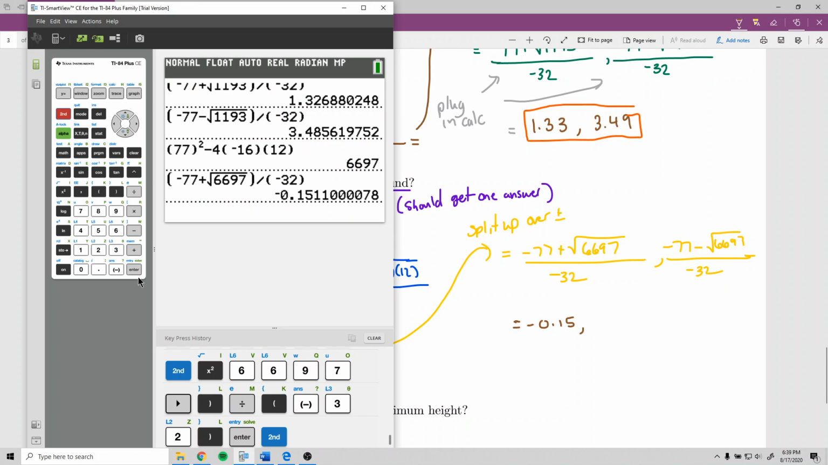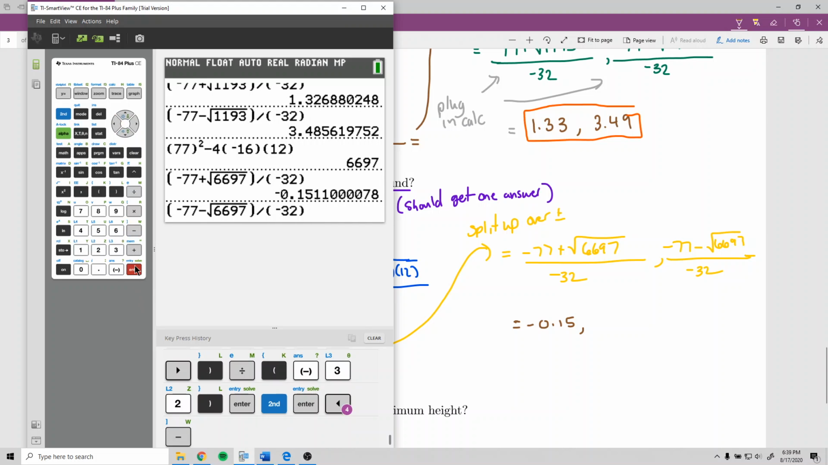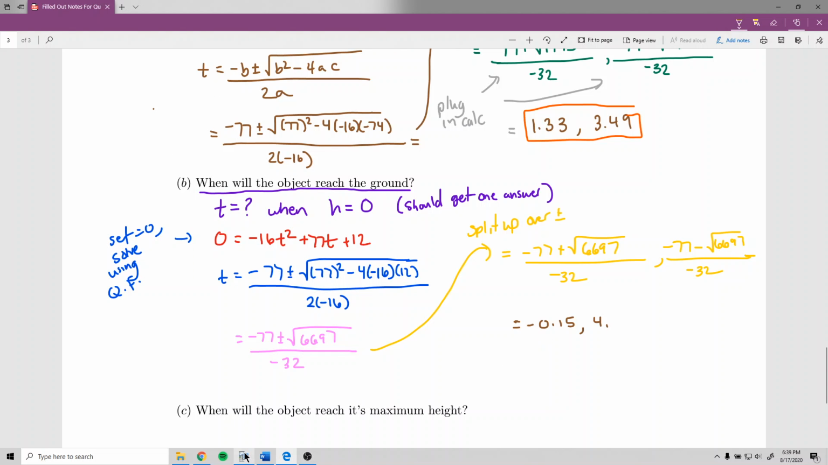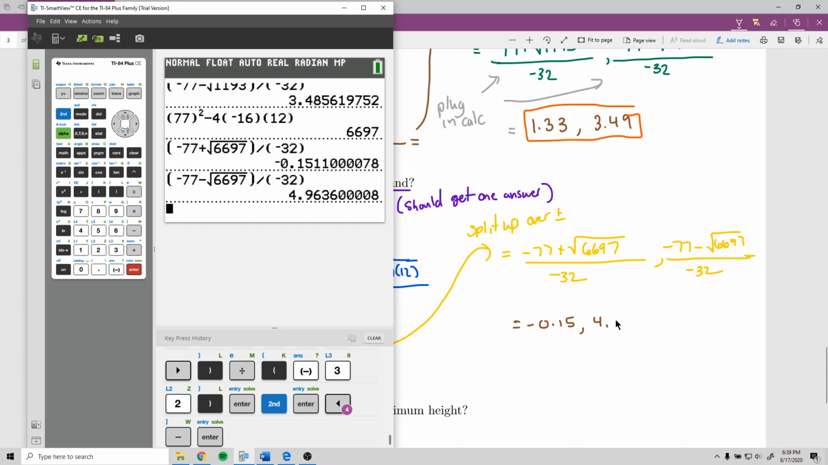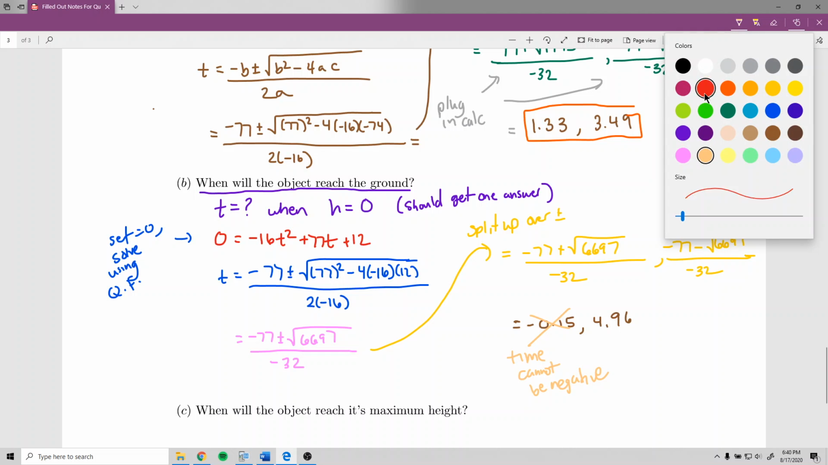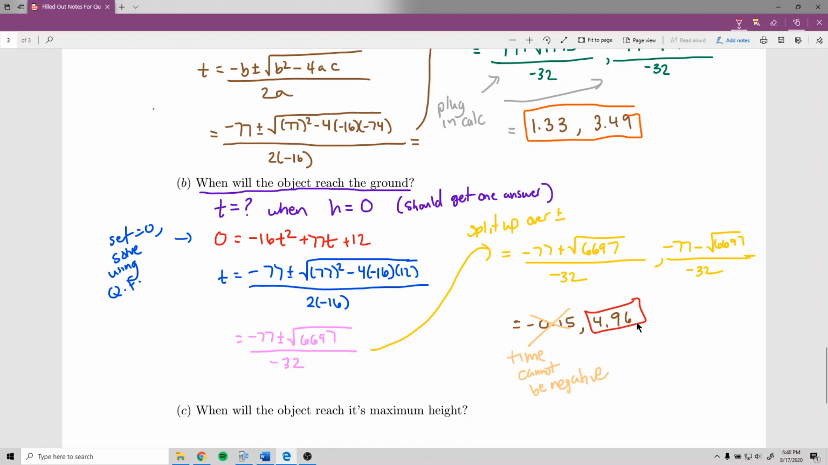And then we do the same thing with the minus. So I'm going to do what I did before and just copy it and switch it with a minus, and we get 4.96. Now you just have to ask yourself which one makes sense. We're talking about time here. Time cannot be negative, so it can't be that one. Which means it is the 4.96. It takes that long to reach the ground.